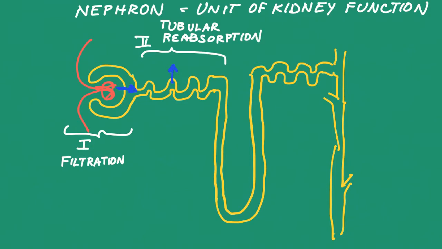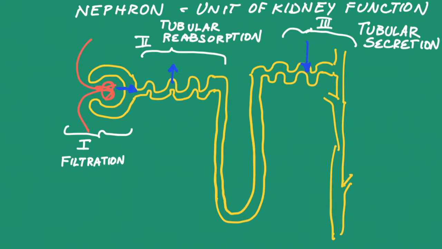The next stage of urine formation is getting rid of molecules that the body does not need. They could be either toxins or they could be ions for ionic balance. It's the removal of certain ions that can bring about acid-base balance. So this is the removal of unwanted molecules. That's called tubular secretion, and that happens in the DCT.